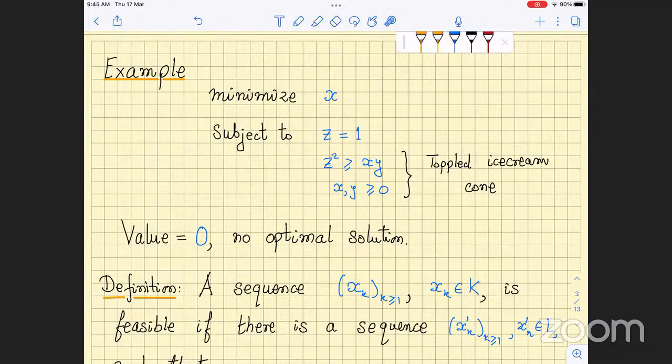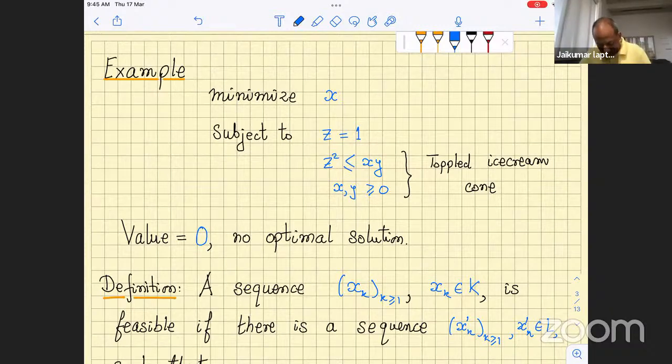Yes, it is xy is at least z square. Because the determinant of the 2 cross 2 PSD matrix should be non-negative. This is correct. I might have made the same mistake many times, so please watch out. So this particular cone, and z equals 1.